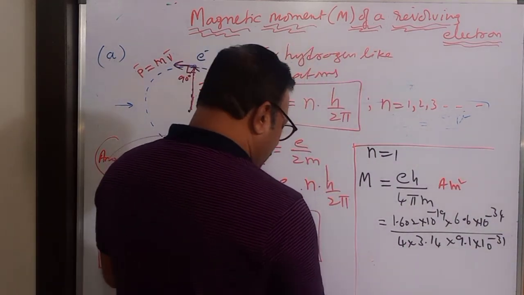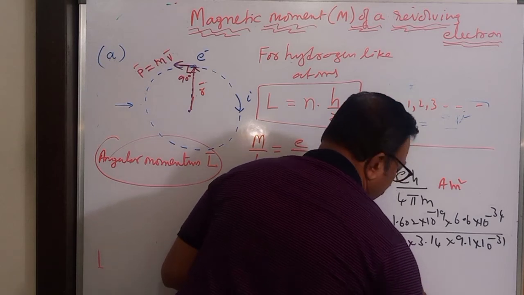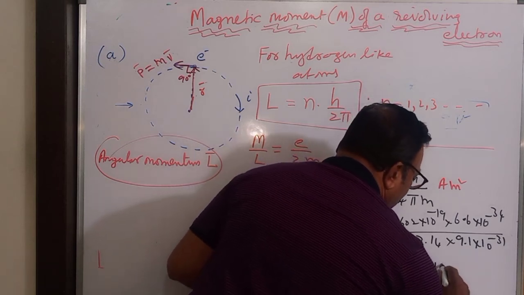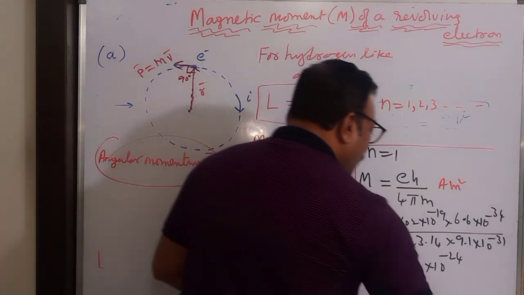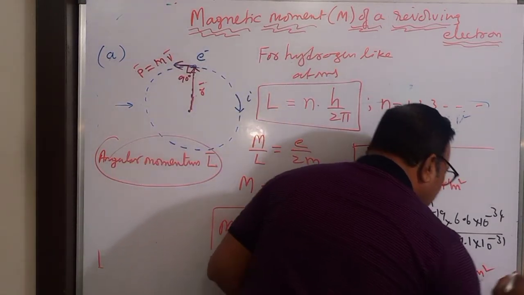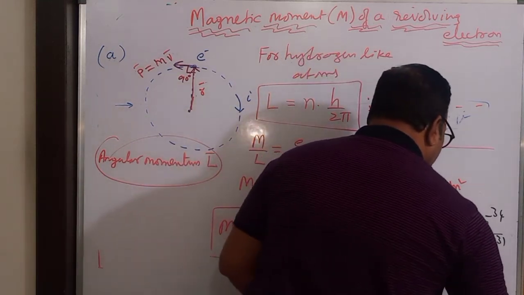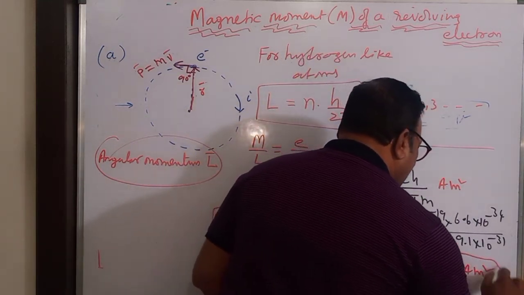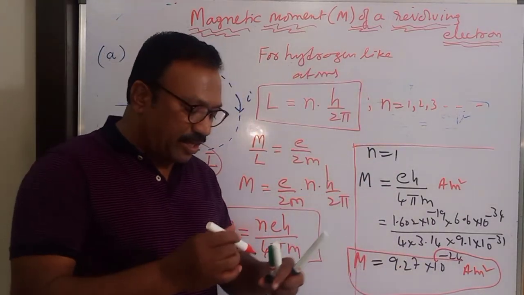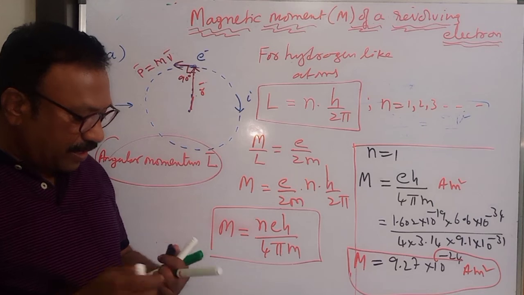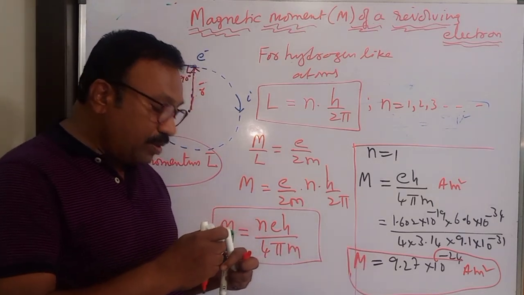Now if you simplify this, you will get 9.27 into 10 to the power of minus 24 ampere meter square. This will be the magnetic moment of the electron in hydrogen-like atoms in the first orbit. This is called Bohr's magneton. This value is known as Bohr's magneton.